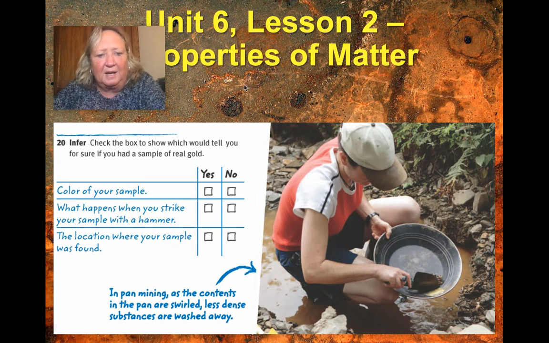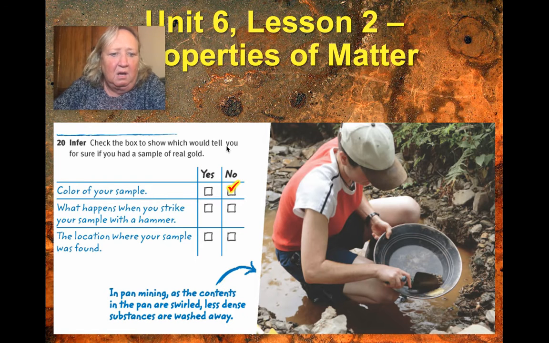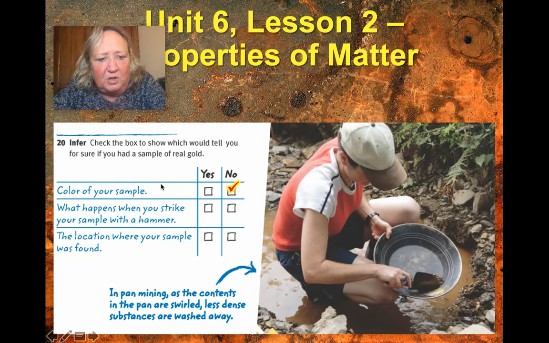Okay. Would the color help you? Actually, no, because again, there is a substance called pyrite, and that is fool's gold, which means it looks just like gold, but it's not. All right. What happens when you strike your sample with a hammer?